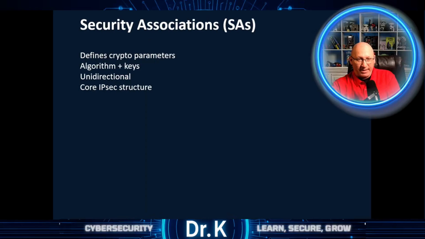At the heart of IPsec are security associations, or SAs. A security association defines the parameters for a secure connection. It specifies encryption algorithms, keys, and lifetime information. Each direction of communication requires its own SA, and this means that secure communication is built on paired associations. Security associations formalize the rules of packet protection.